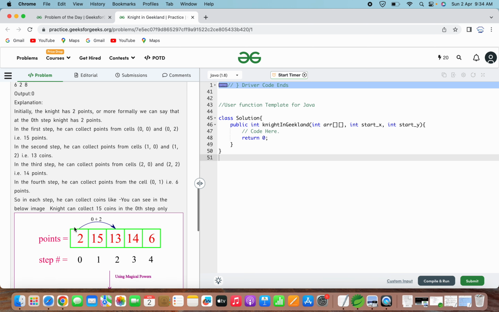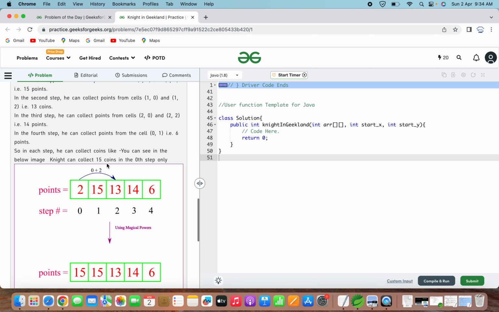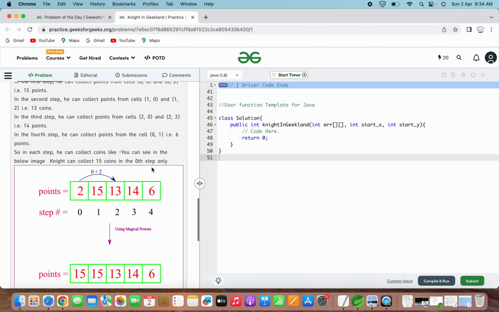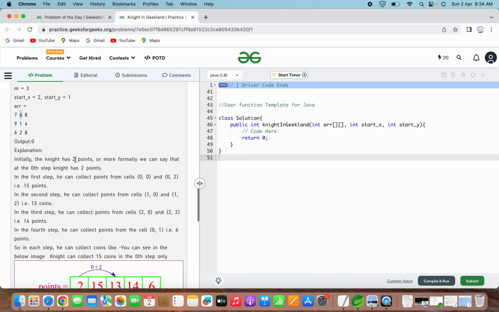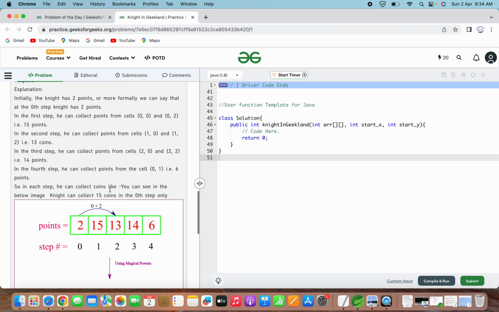So in each step, he can collect the coins, like you can see in the image below. The knight can collect 15 coins in the 0th step only. How is that the 0th step? See, initially at the 0th step only, he has got 2 points. And using his magical power, he can reach the future step if he has some points with him. Okay, so while being at the 0 position only, he can add that to his current location, and he can reach the next iteration. So that's why it is trying to reach from 0.